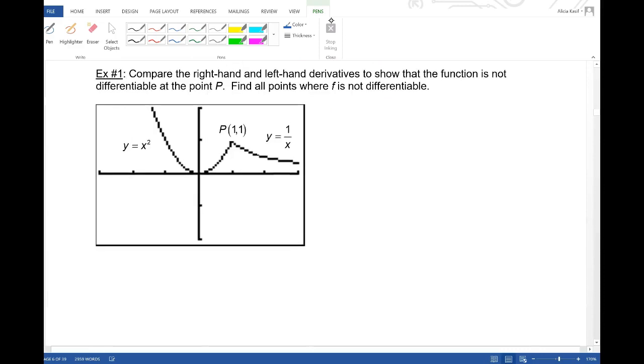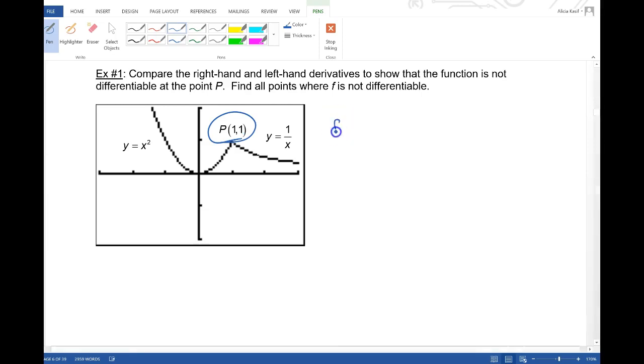Okay, so let's look at an example. This is a piecewise function. We want to look at this point (1, 1). From the left and from the right, we want to find those derivatives.